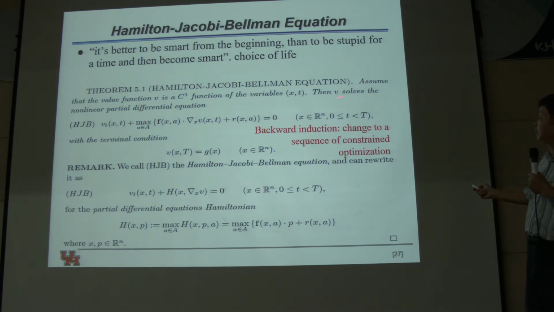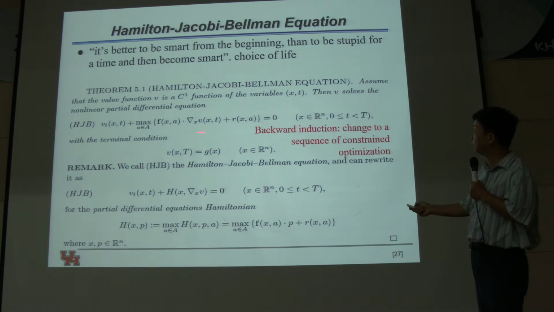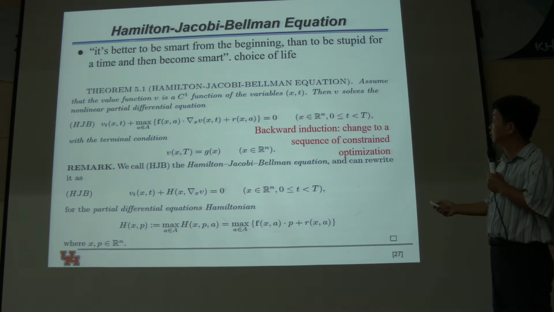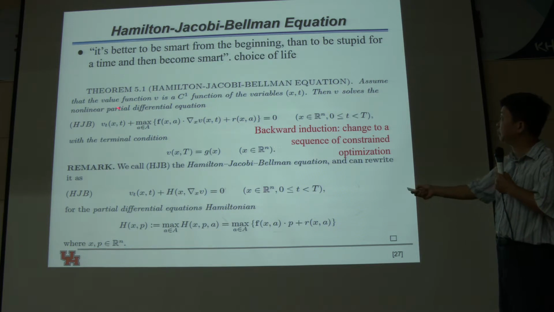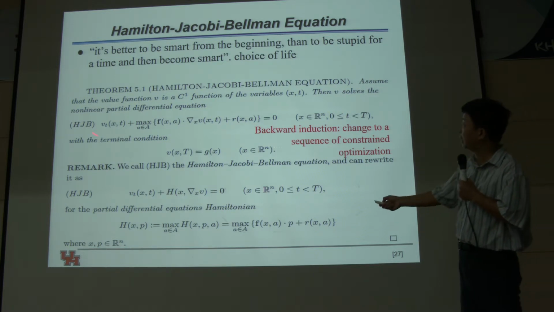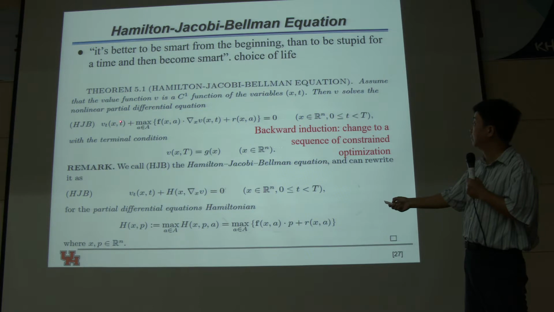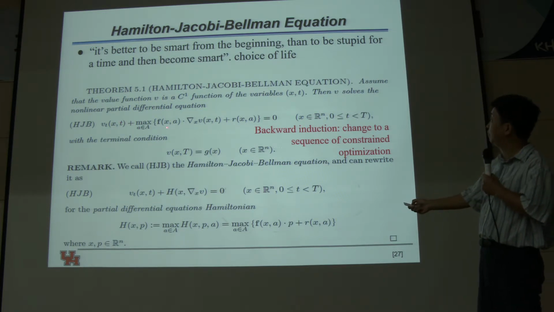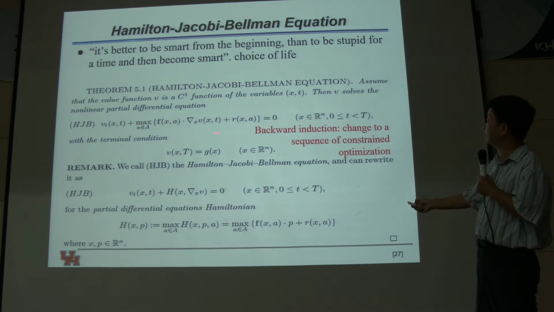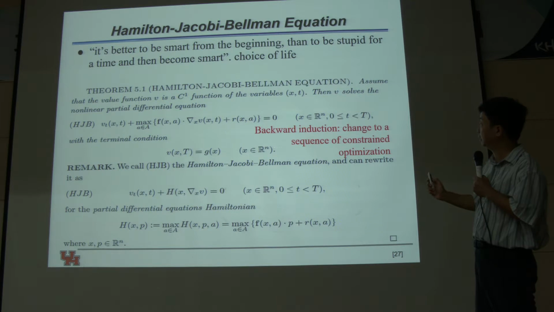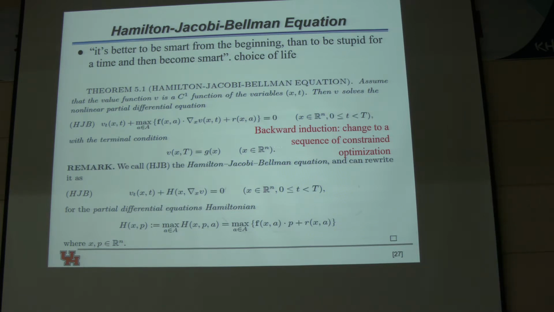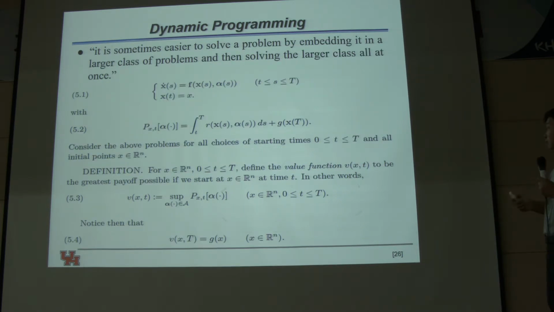This Hamilton-Jacobi-Bellman equation means that, suppose this is my current state, and then we want to optimize the action such that... let me see. Let me go back a little bit. Give me 1 second.